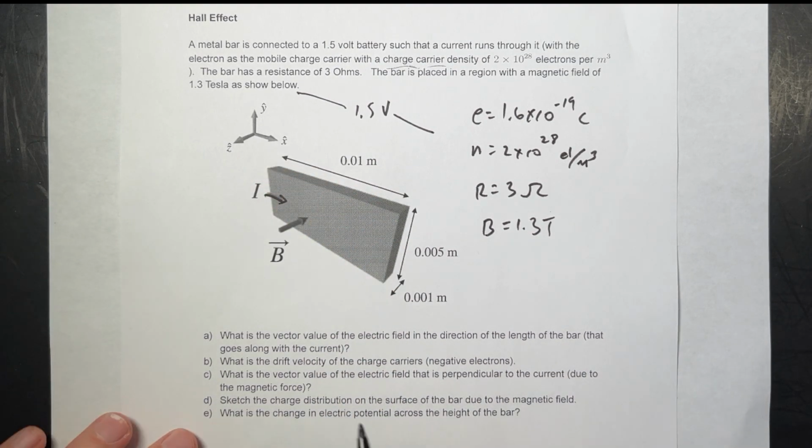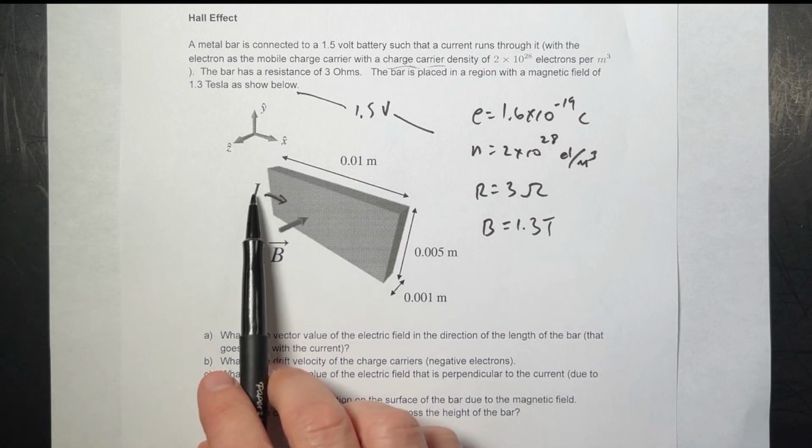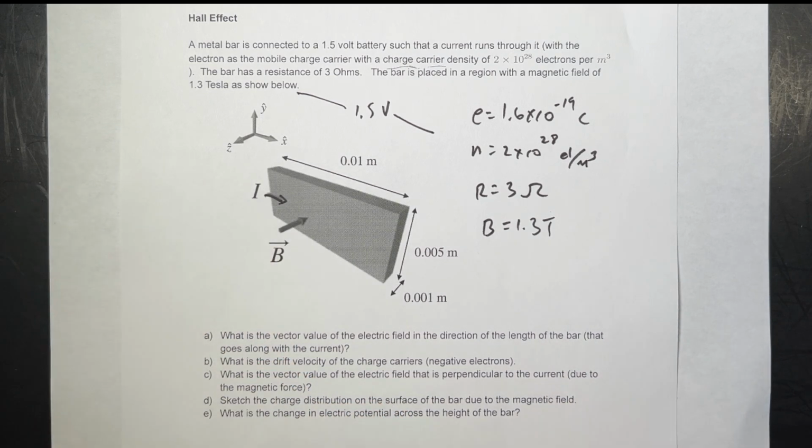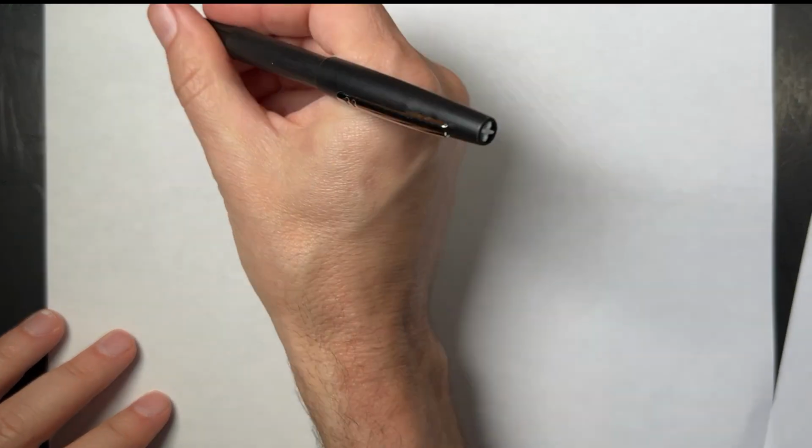So let's just jump right into this. Number one, what is the vector value of the electric field in the direction of the length of the bar? Okay, so we got a couple ways to do this. I'm going to first solve for the current I. But actually, no, I'm not going to do that. There's two ways, and I hope my numbers don't conflict. But let's do this. A.